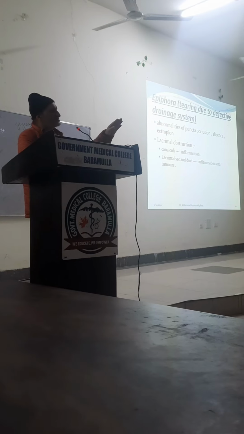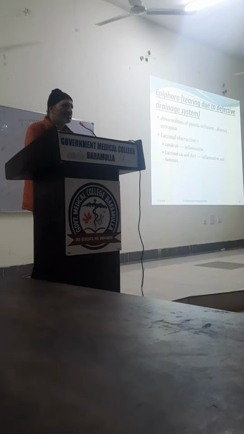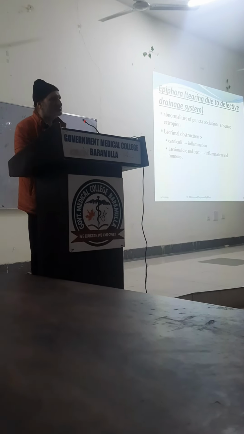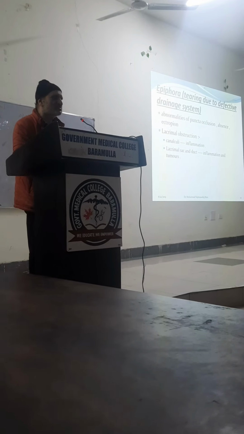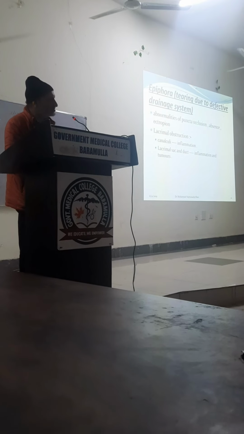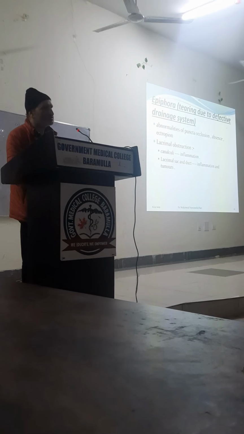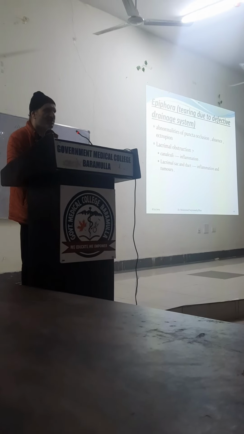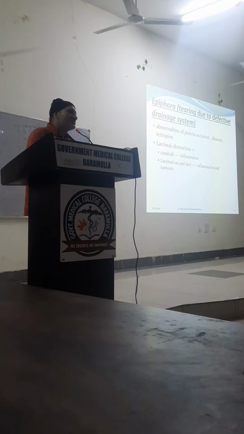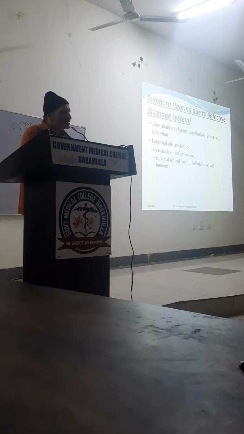The first classification is that it can be congenital or acquired. Congenital means it's present at birth. Acquired means it is acquired later in life. When it's present at birth, what is the problem? There is a block in the nasolacrimal duct near its inferior end, at the valve of Hasner. There is a membrane there, and that obstructs the drainage. This is in the congenital type.